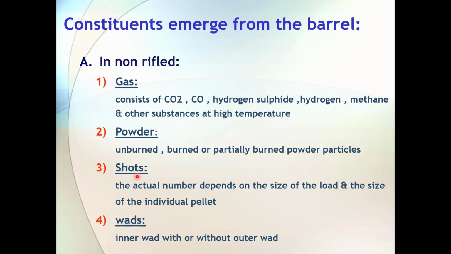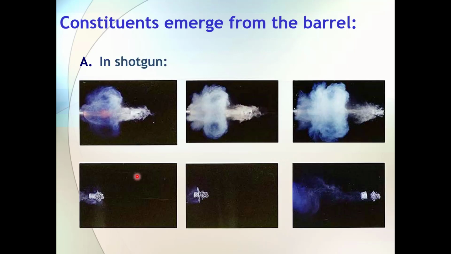So at 1 meter, when we dissect the victim, we find the inner wad, the outer wad, and the shots, and a single opening. Why a single opening? Because the shots are not dispersed. Shots pass together and pass through the body from a single opening. This is the shape of the product passed from the muzzle. Here we find the inner wad and shots.